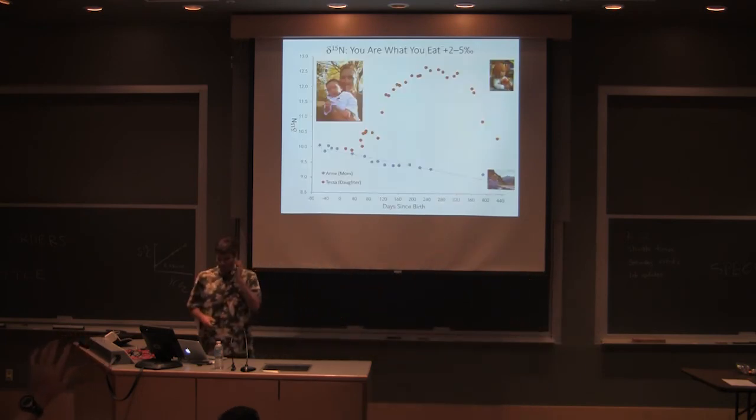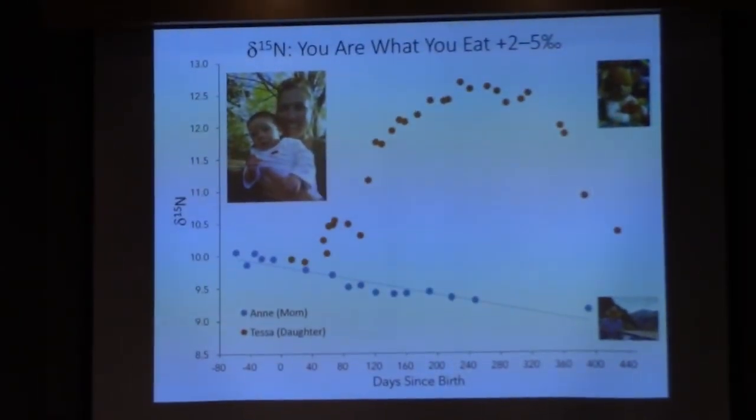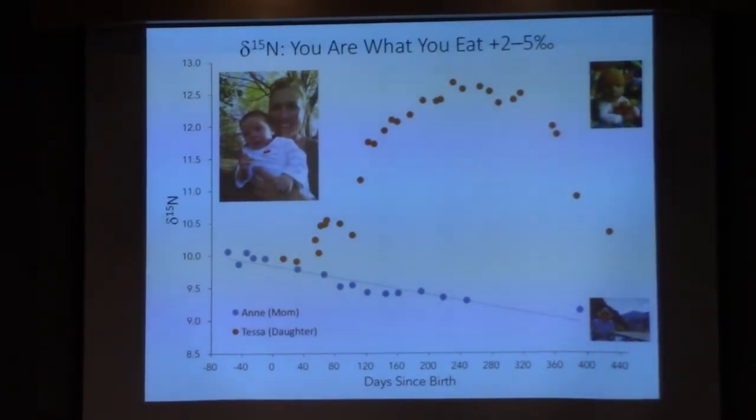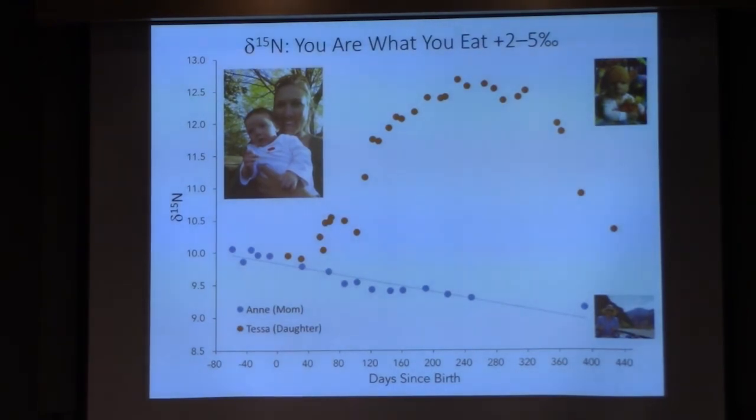Here's another example of you are what you eat. This is one a little closer to home. This is my wife and my daughter. Okay? This is nitrogen isotopes.